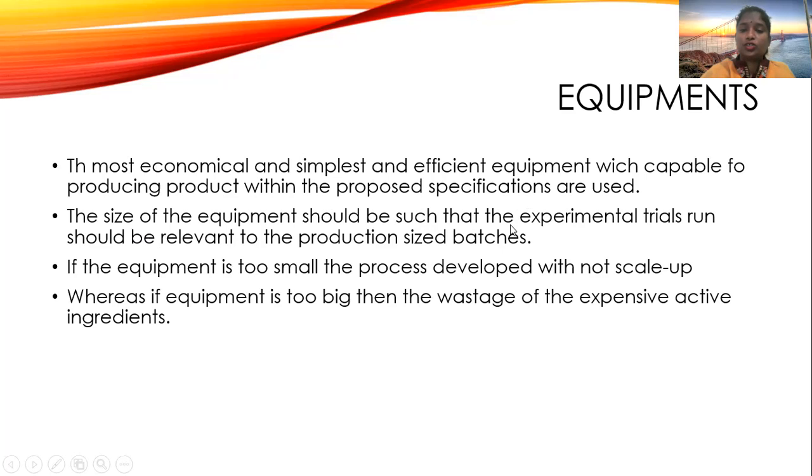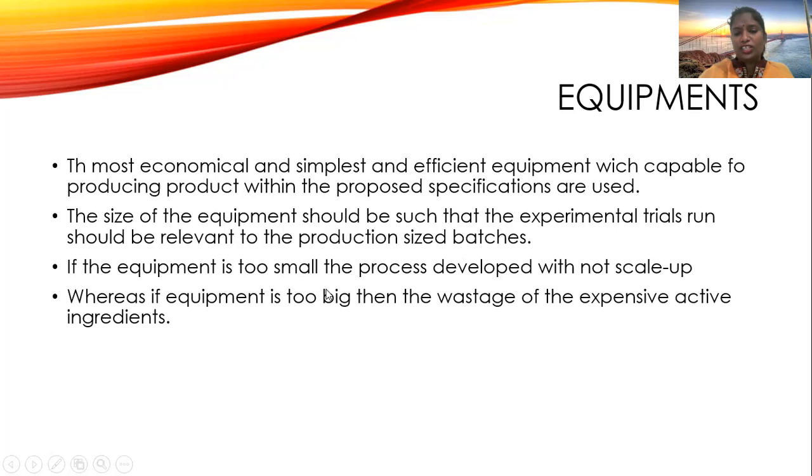The size of equipment should be such that the experimental trials can be relevant to the production size batch. The equipment should be in a suitable position to handle the trial batches also. Suppose you want to prepare 1000 tablets, that equipment should be suitable for 1000 tablets and also suitable for 1 lakh production. So the equipment should suit both trial experiments and production size batches.